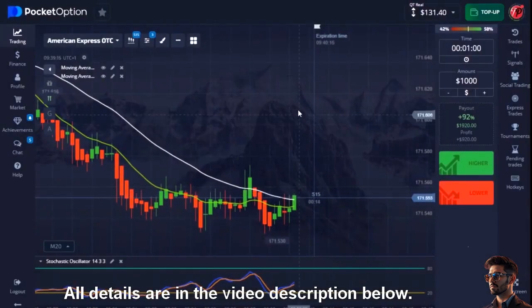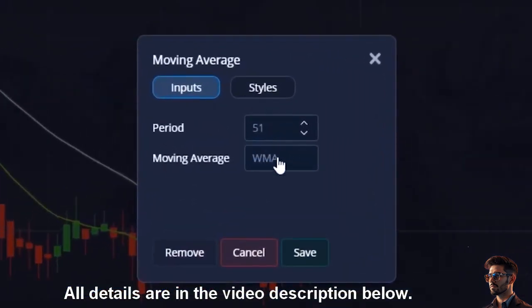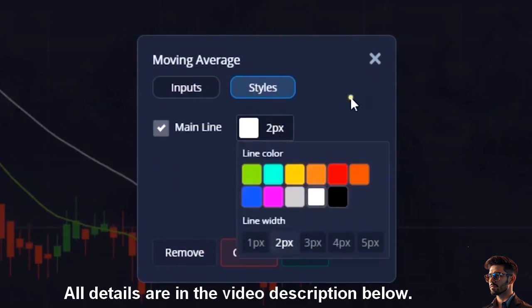The second indicator I'm using is a moving average with a period of 51. The moving average is WMA. Don't forget that on the style part here, I use a white color, and of course I set my line to 2 pixel. And when you're done, you hit save.